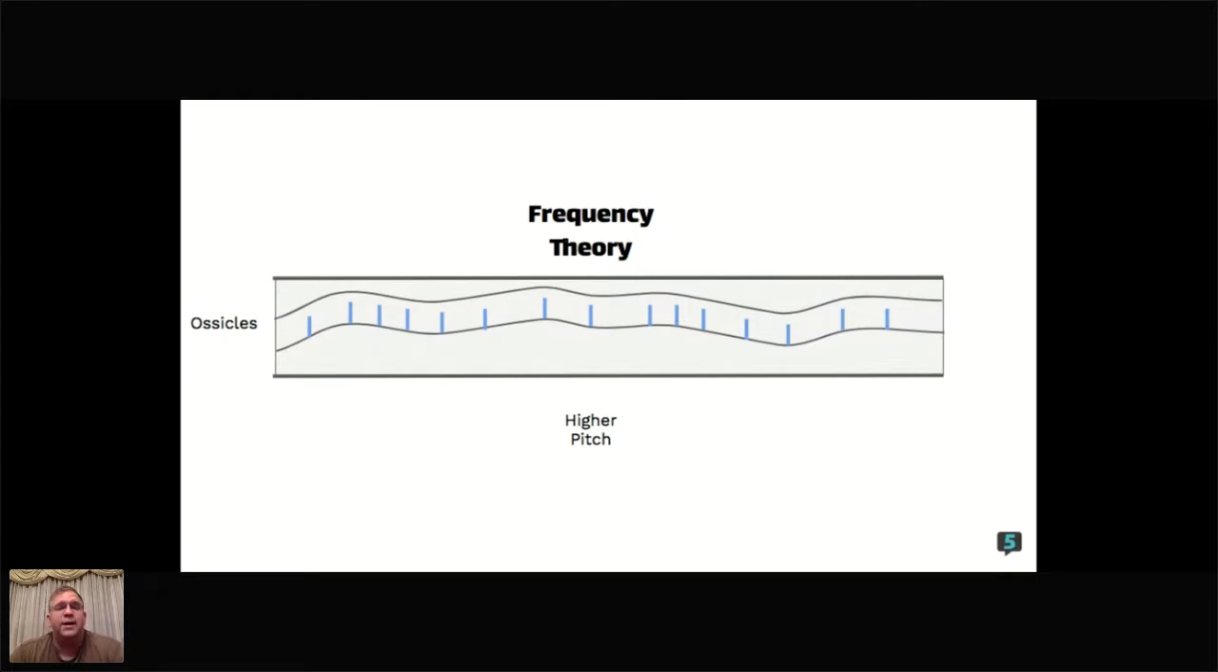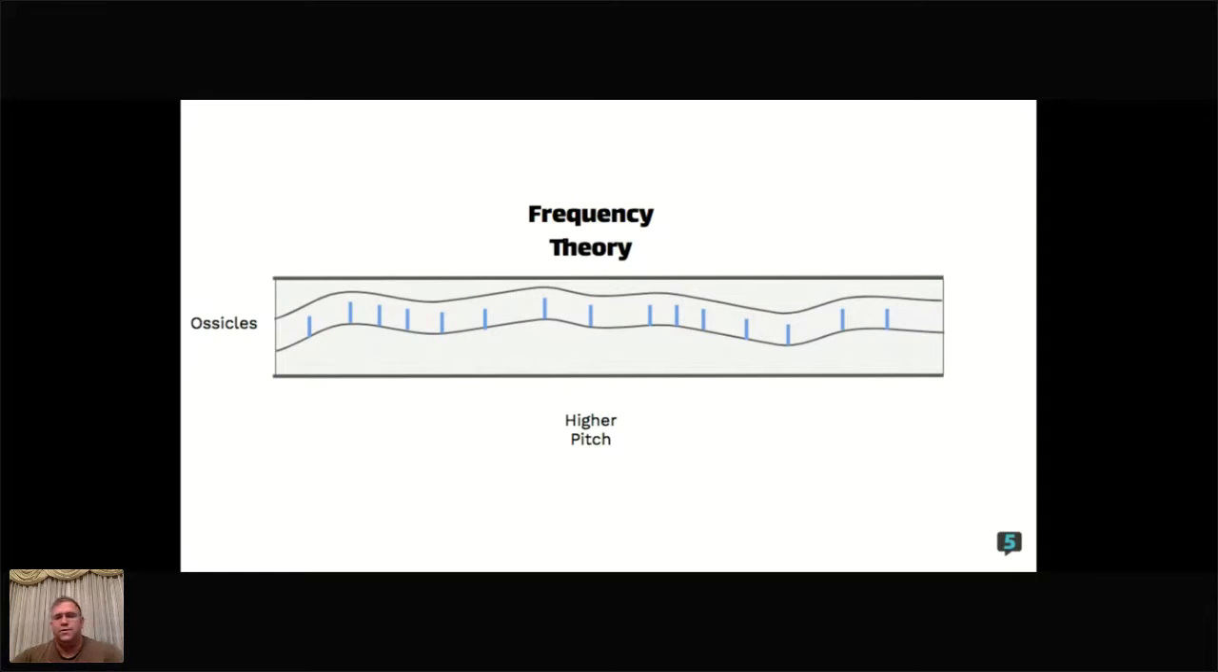The problem with frequency theory is that the hairs can only move so quickly. Long story short, they figured out the hairs could only move at a certain rate, and it couldn't quite explain high pitches. So we had one theory that could not explain low pitches, place theory, and one theory that couldn't explain high pitches, frequency theory.